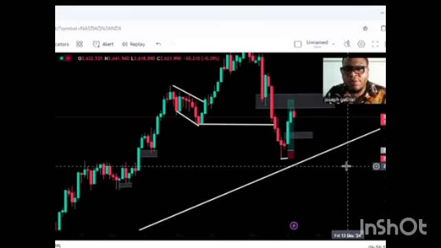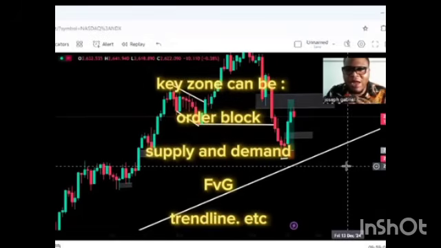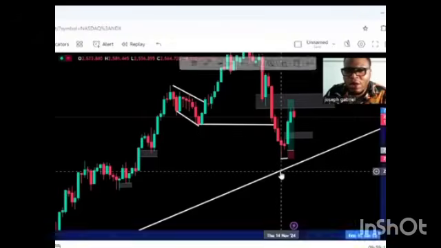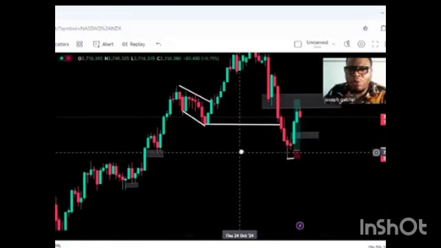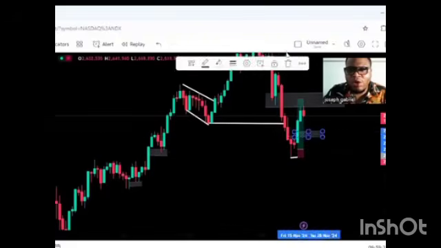What we want to do is make sure that we are marking our key zones, maybe a support and resistance, order block, trend line, fair value gap, any of these things. We want to make sure that we see price coming right to our key zones before we move into our confirmation, which is going to be on the 4 hour time frame. So now we are on the daily chart. We want to mark our key zones on the daily chart.